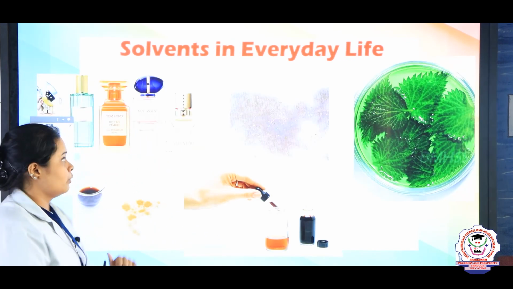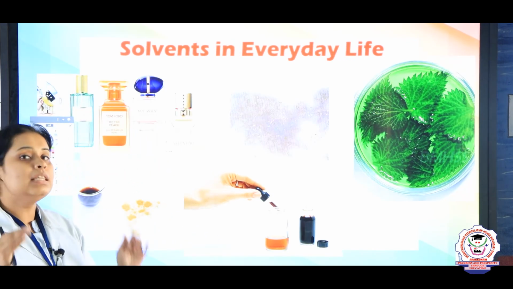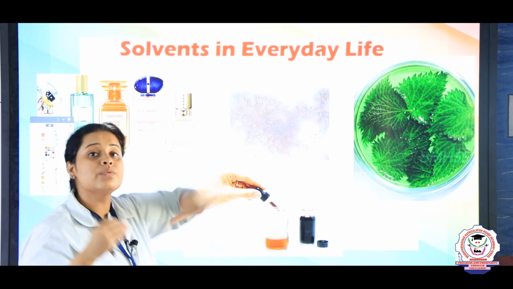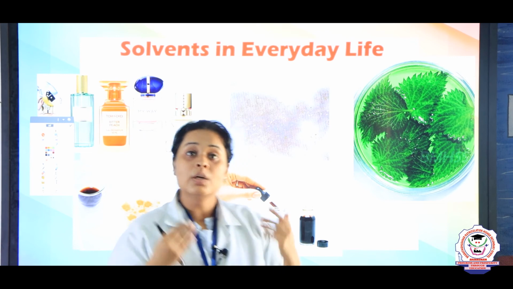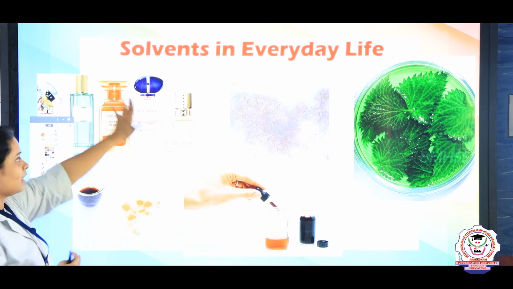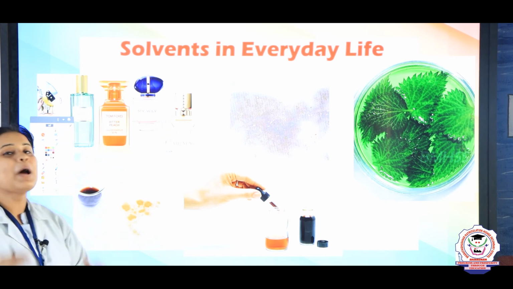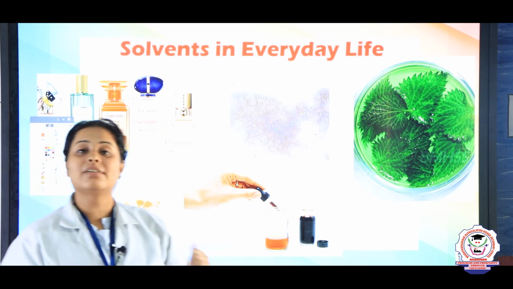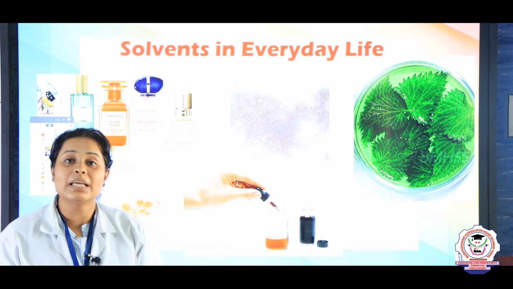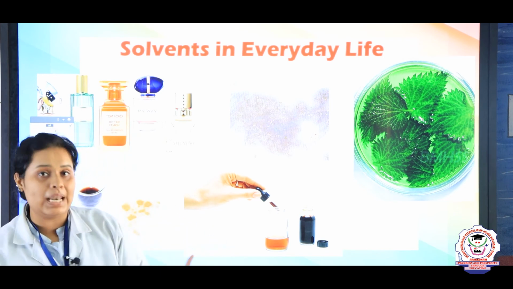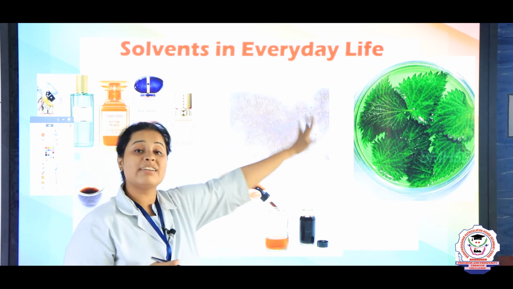So, students, this is the last topic. Now we are going to see what are all the solvents which we use in our daily life. So first one, what is this? Generally boys will love this. Yes, this is perfume. Generally, children, turpentine oil is present in perfume which will give a very good aroma or very good smell.